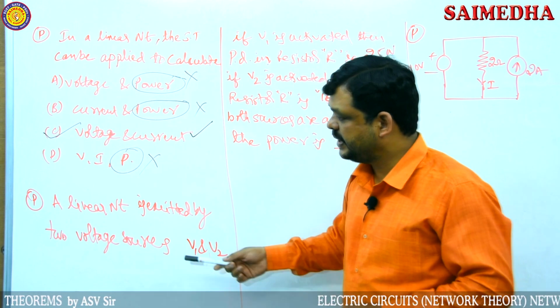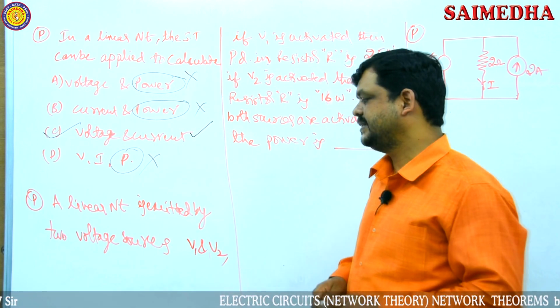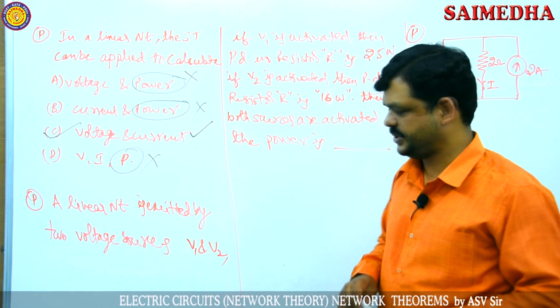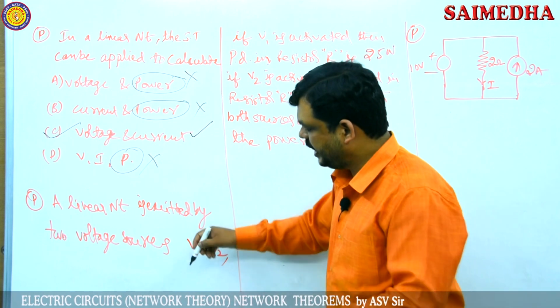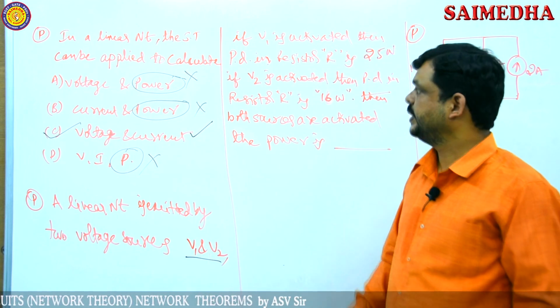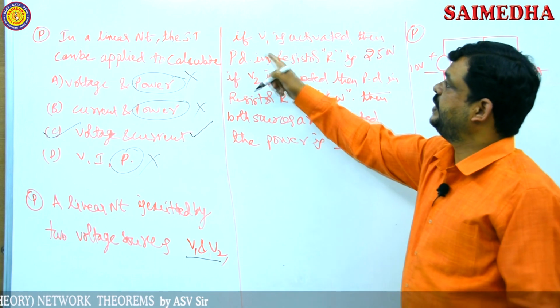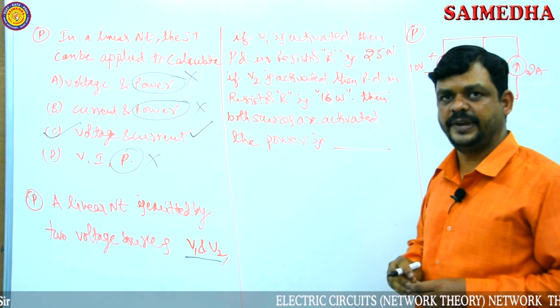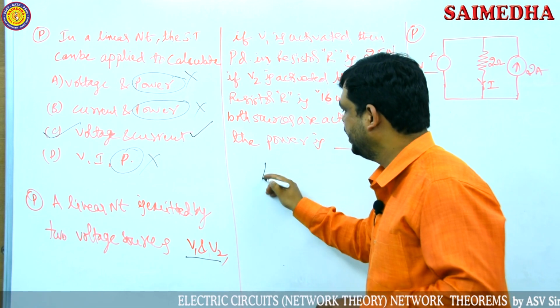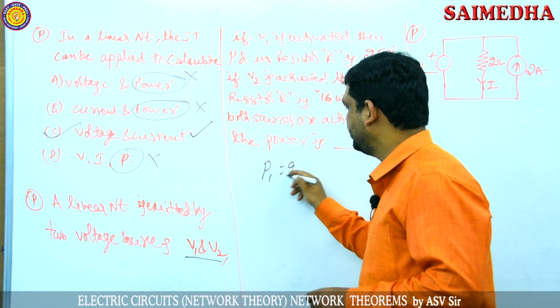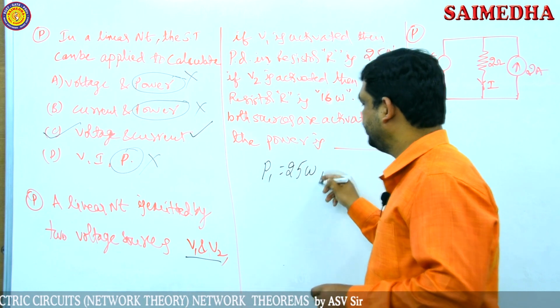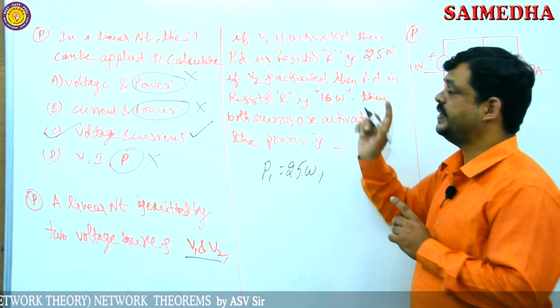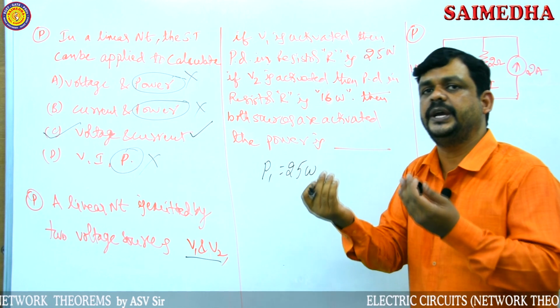And one more problem is given like this: a linear network is excited by two voltage sources, V1 and V2. Two sources are connected. If V1 is activated, then the power dissipation in the resistor R is 25 watts. So I am writing here, individual response P1 is 25 watts. If V1 is activated, it means V2 should be eliminated.